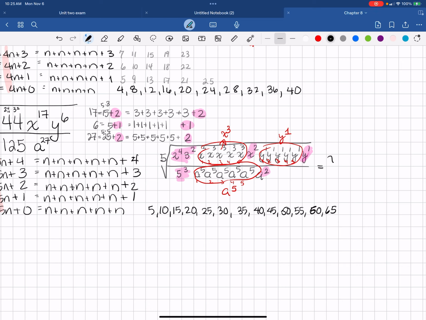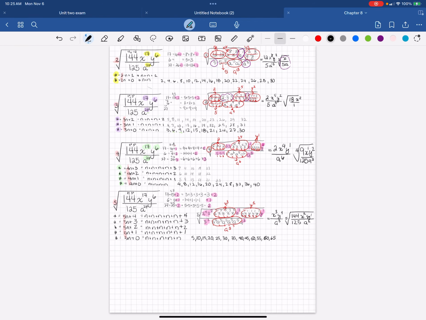So we have an x cubed y to the 1 all over a to the 5th, and then we have the 5th root of 144 over 125. Then we have an x squared and the y to the 1, and on the bottom we have an a squared. And that's several examples of reducing.